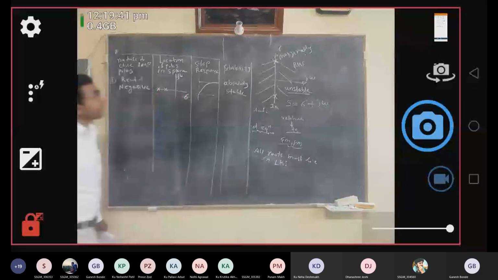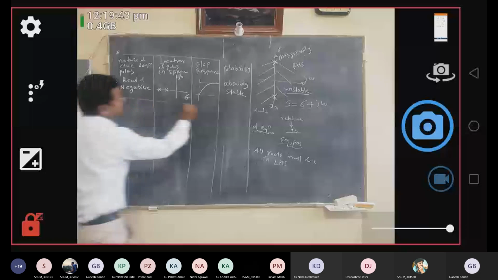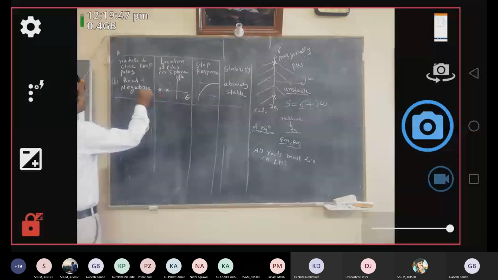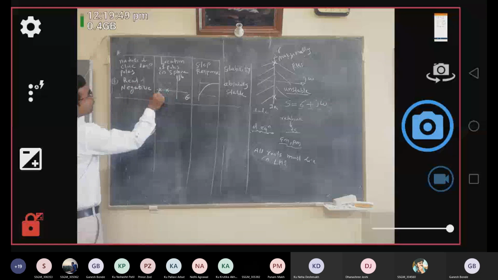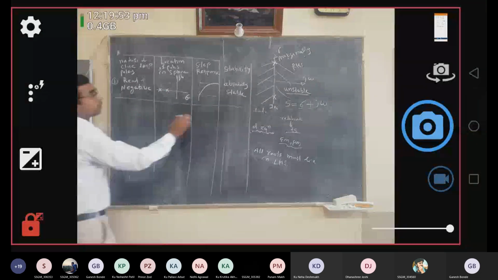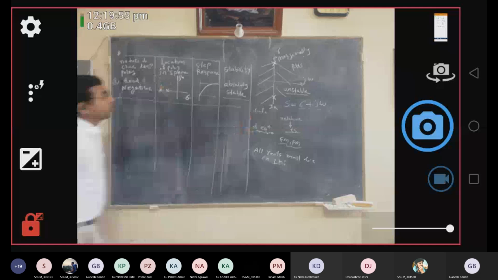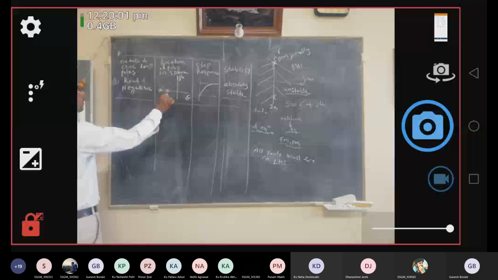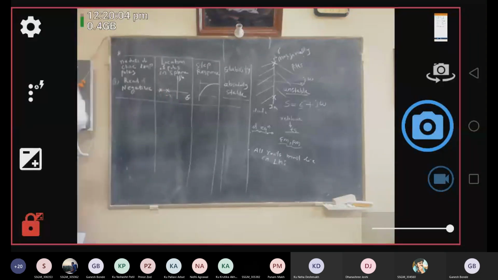So how have we decided that our system is absolutely stable? Here we say that when roots are real and negative, that means all roots lie on the left hand side of the S plane. Therefore the system is absolutely stable. It doesn't matter where the exact location is, whether it occurs at -2, -7, or minus infinity. This is the effect.